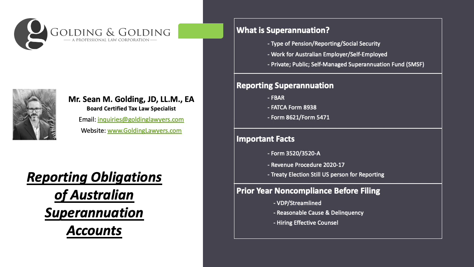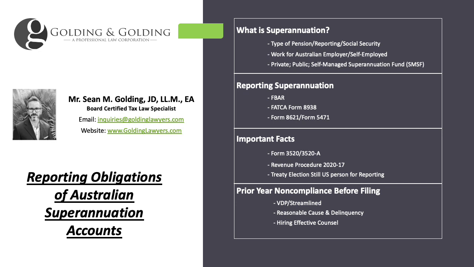You can make concessional and non-concessional contributions. There are three main types. There's private superannuation, where you work for an employer. Public, where you work for the government or a university. And then the self-managed superannuation fund, the SMSF. That's where it gets a little more complicated because you're basically overseeing your own fund. It can get into the grantor trust situation much quicker.